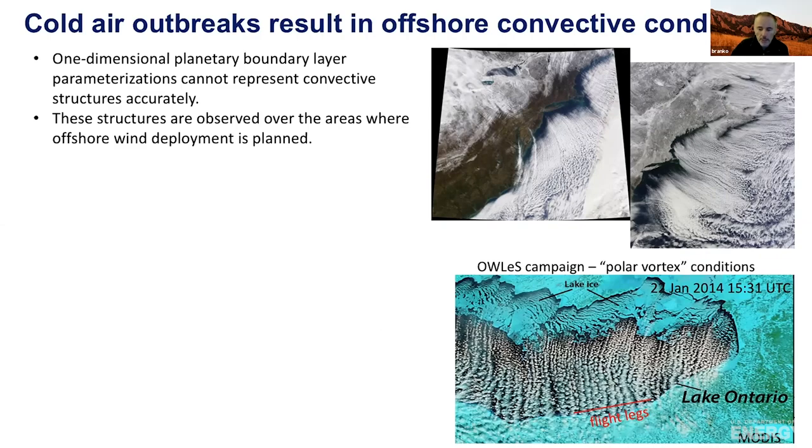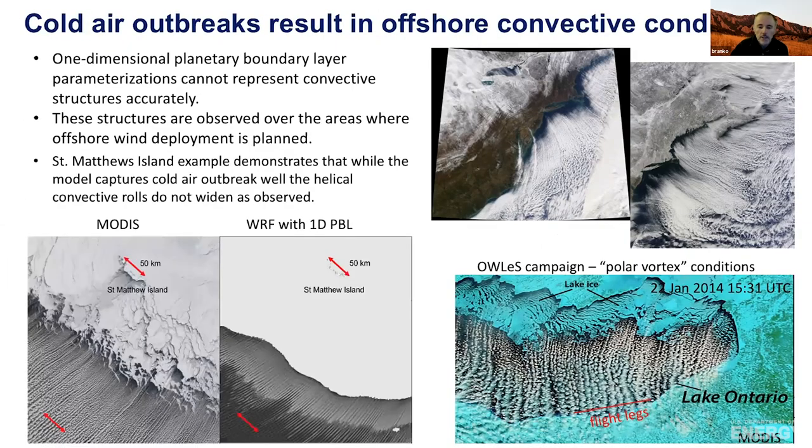And the challenge with simulating these convecting conditions in mesoscale simulations, as Sue already pointed out, is capturing the structure of these convective motions. Here we have an example called the outbreak. This is more in polar regions near St. Matthews Island. On the left, we have a satellite image, and these convective helical rolls are first relatively small. They grow and they transition to cells.